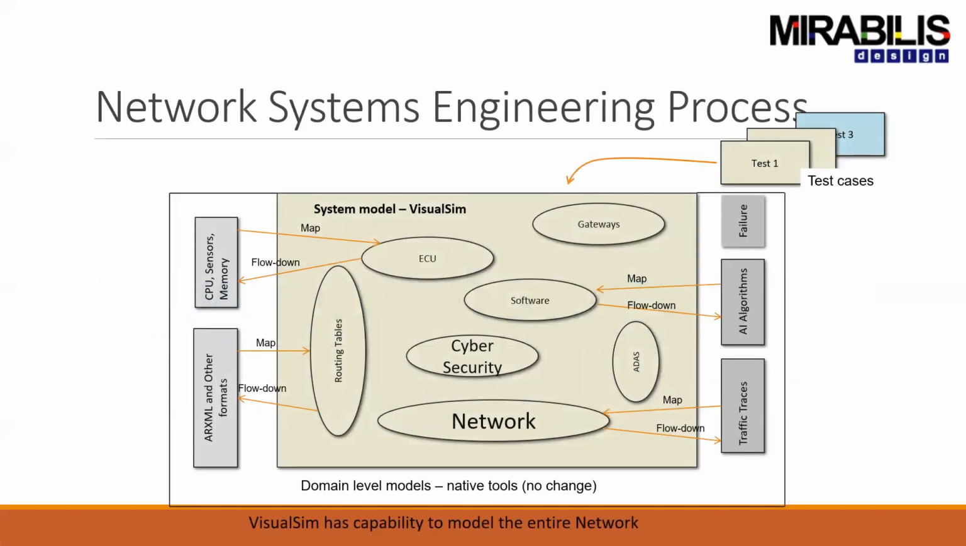With network systems engineering, it's no longer just the network, because apart from the routing table, the network configuration, and the traffic traces, you now have to worry about the autonomous driving aspects. You have to worry about how these are set up, because that's going to determine your message passing across the network.